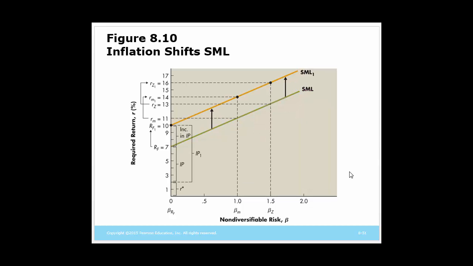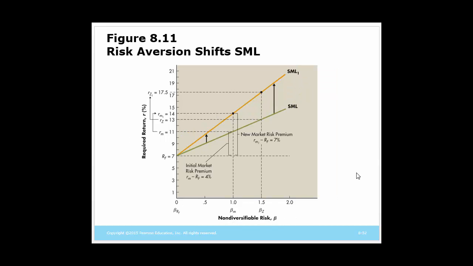So what happens to the security market line over time? We've already talked about the economy changing and that beta is not necessarily stable. So what happens if inflation changes? If inflation were to go up by 2%, the risk-free rate would go up 2%. So what that would do is create an increase in the security market line, but across the board, everything would go up in expected returns.